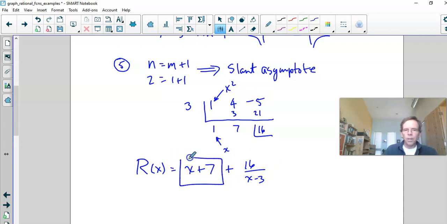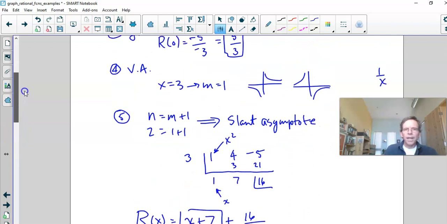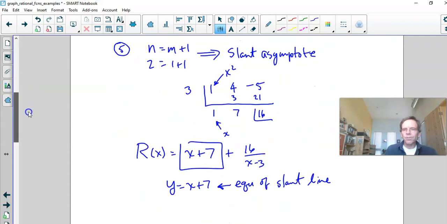This gives us the equation of that line. y equals x plus 7 is the equation of the slant asymptote. Equation of slant line. All right. If we're really astute, we might ask, does the function cross the slant asymptote?